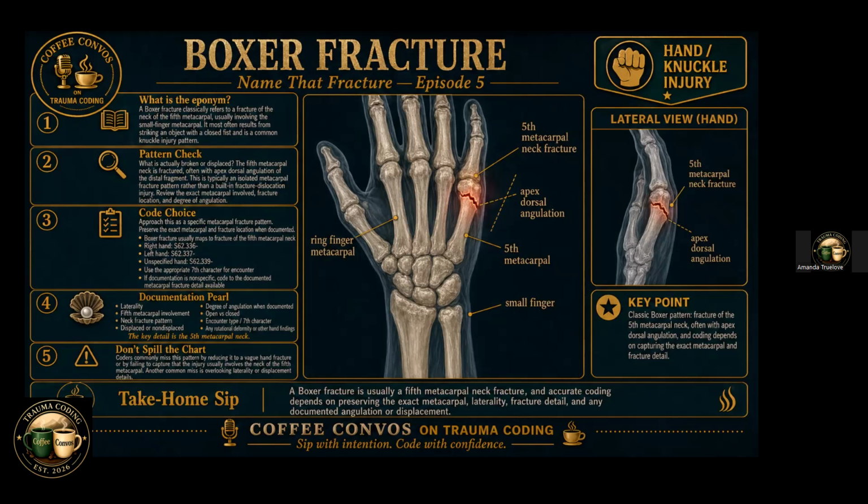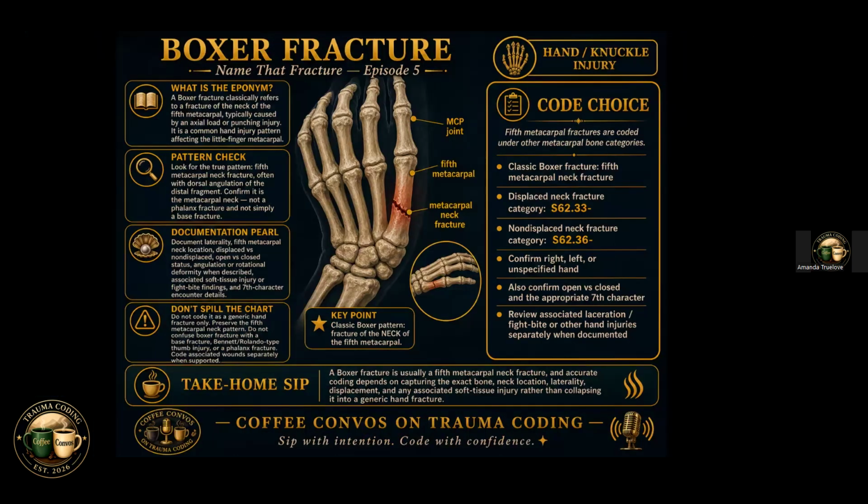So we automatically know that makes it a different location, not in the same neighborhood at all as where Bennett and Rolando live. Because now we're not talking about the thumb base or that first metacarpal joint involvement. We are talking about a fracture farther down the hand involving that small finger metacarpal, often associated with some sort of angulation. Now, in some cases, rotation may also be clinically important. That can help when we are looking at our coding choice in determining what all needs to be there.